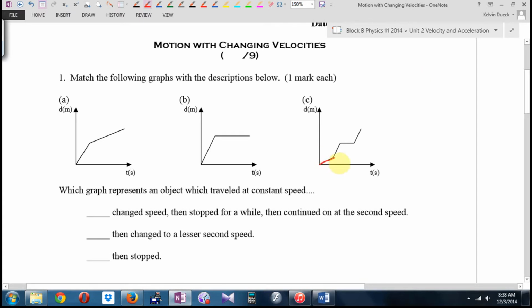Went at a constant speed, sped up, stopped, and then continued at that same sped up speed. Sure.